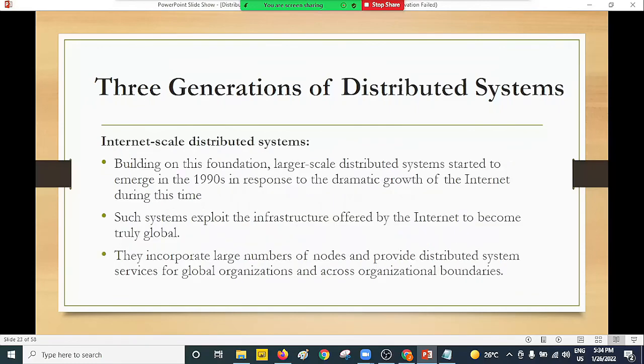The other generation is the internet scale distributed systems, which were informed by the emergence of the internet. It started in the 1990s in response to the dramatic growth of the internet. The capabilities of distributed systems were expanded due to the emergence of the internet, so resource sharing was improved. Most organizations started attaching their systems to operate within the internet, and that's why we talk about this generation of internet scale distributed systems.